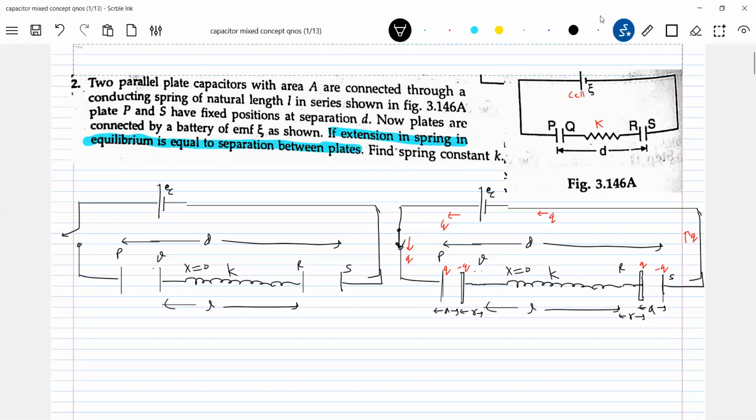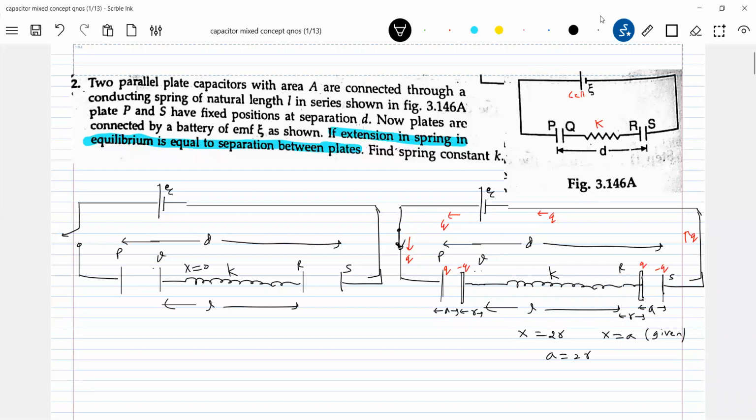The spring got elongated, so in what direction will the spring force be? Let the total elongation of the spring be X. Then X is equal to 2R. He has given that the extension in the spring in equilibrium is equal to the separation between the plates. We assumed the separation is A, so X is equal to A. Therefore A is equal to 2R.